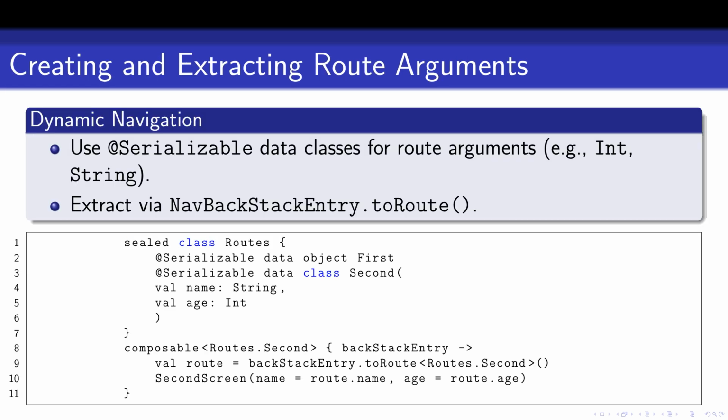When you need to pass data between screens, Jetpack Compose supports route arguments. You can use @Serializable data classes to define your route parameters and extract those arguments using navEntry.toRoute. This allows you to navigate with structured data like names, IDs, or even complex objects.